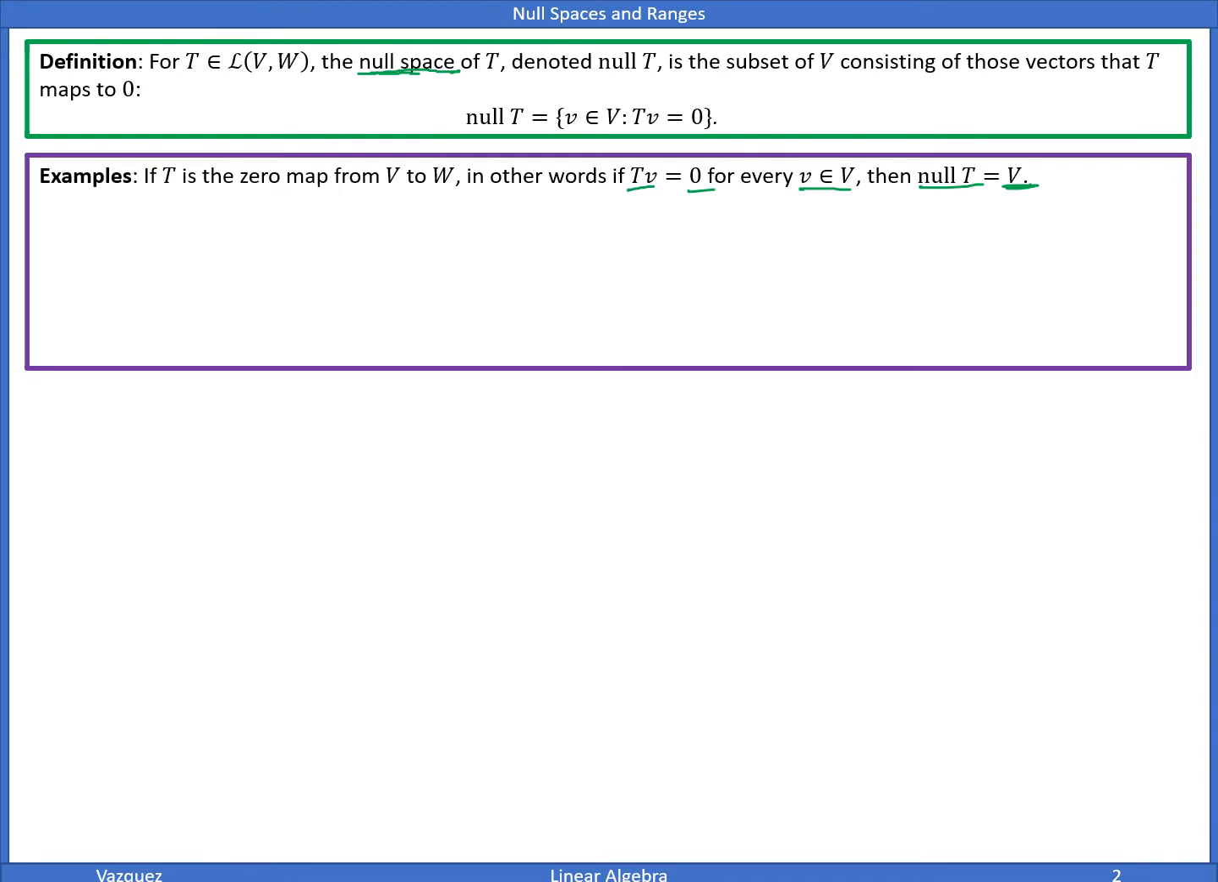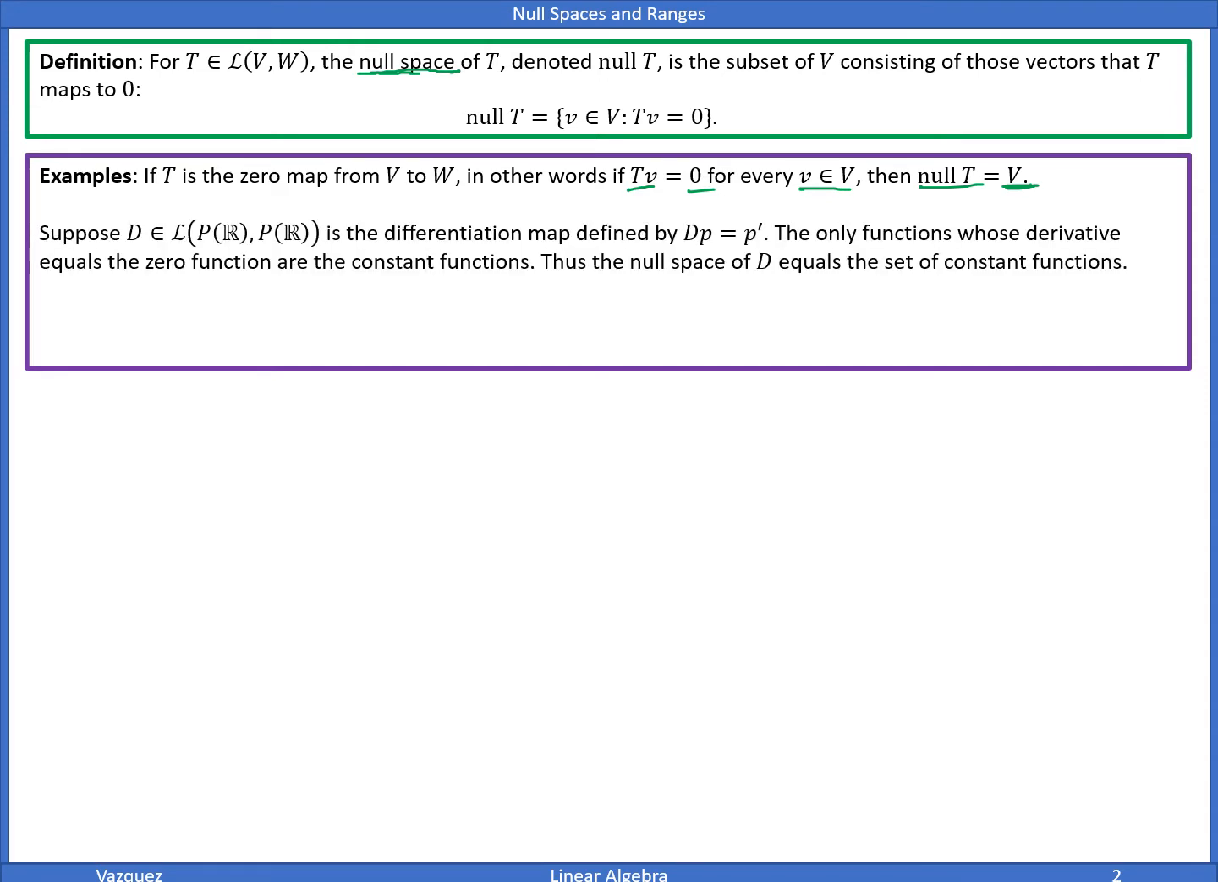So in picture form, we can draw it like this. This is V, this is W. And let's say this here is element 0. All these vectors, V1, V2, V3, all of them get mapped to 0. So this whole space V is the null space of T. So we take a look at another example.